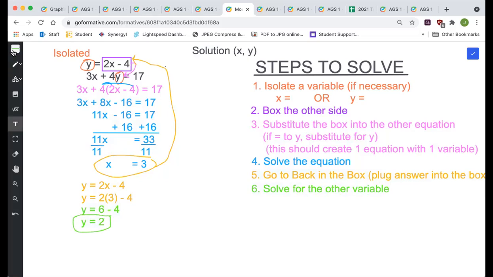Now, this last step isn't really a step, but it's an important one. Step 7. Write your answer as an ordered pair. Again, ordered pairs are always x, y. So our solution, our x is 3, our y is 2, (3, 2) is our solution. Boom, shakalaka.